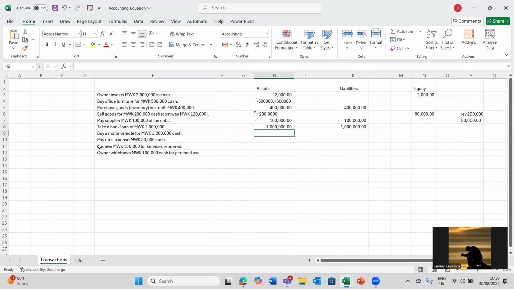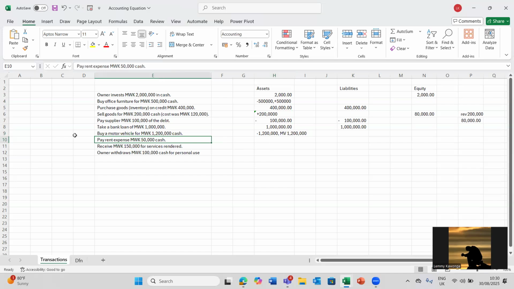Then buy a motor vehicle for 1.2 million cash. So what will happen? If you buy by cash, it means we will decrease cash by 1.2 million. At the same time, we will increase assets, that is motor vehicle, by how much? 1.2 million. So it will just be a movement within the assets.